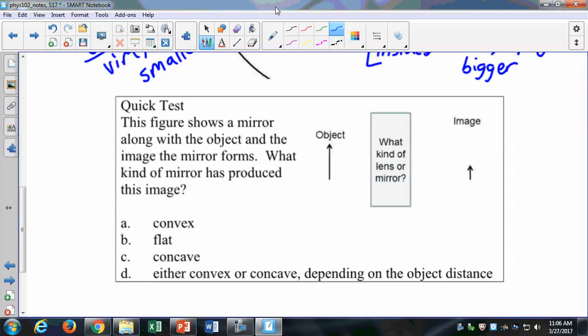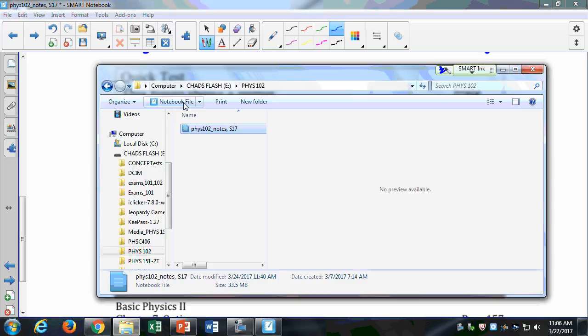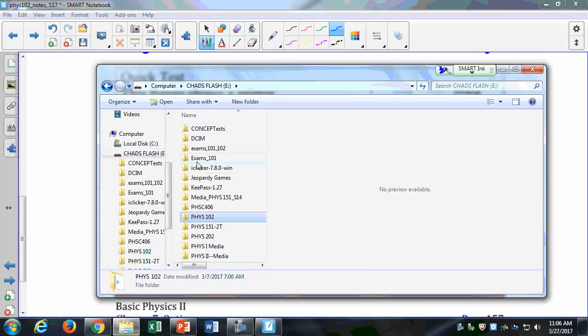You'll also have questions like this, where I'll show you a mystery device. It'll be a mirror, not a lens in this case. And I'll tell you where the object is, and I'll show you a sketch of the image, and I'll ask you what type of mirror produced this. So let's try this one. I'm going to have to pull up my clicker base, sorry.